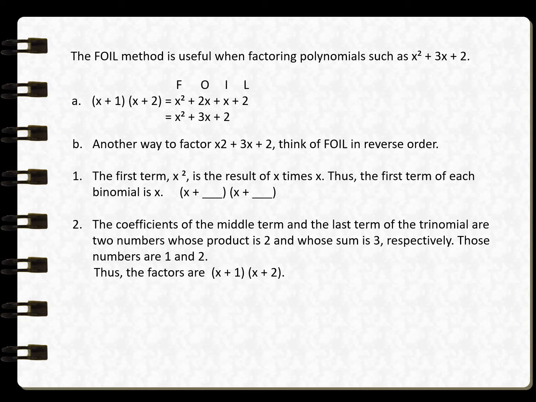The coefficient of the middle term and the last term of the trinomial are two numbers whose product is 2 and whose sum is 3. Those numbers are 1 and 2. So if we are going to look at our last term, x squared plus 3x plus 2, the last term is 2. The factors of 2 are 1 and 2. Kapag pinag-times natin ang 1 and 2, gives us 2. And if we are going to add, pag-plus natin yung factors na 1 and 2, ang sagot naman niya ay 3. So, our last terms would be 1 and 2. So, the factors are x plus 1 and x plus 2.